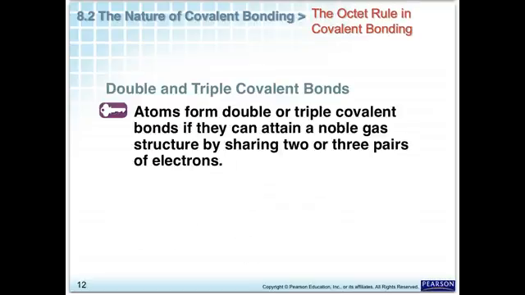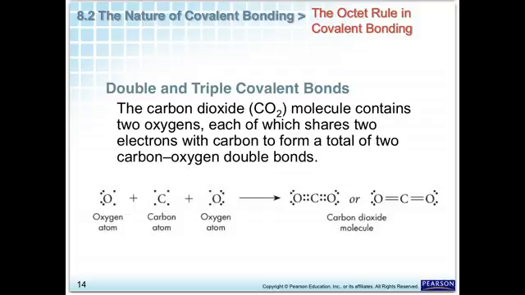Not only can atoms form single covalent bonds, some atoms can come together to make double or triple covalent bonds by sharing 2 or 3 pairs of electrons between atoms. Here's an example of a carbon dioxide molecule, CO2, that contains 2 double bonds. So 1 carbon atom with 4 valence electrons and oxygens each with 6, or wanting 2 more. And so we wind up with 2 shared pairs between the carbon and each oxygen, and we have 2 double bonds.